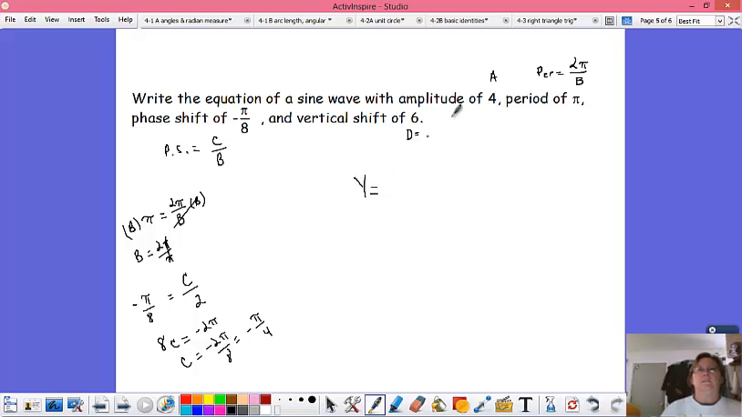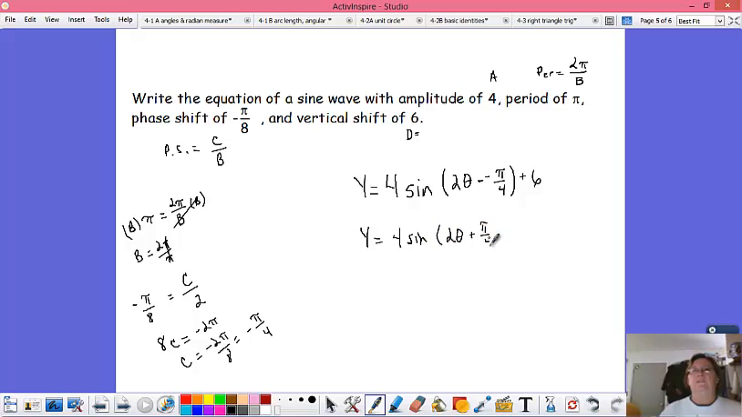How about y equals, and it's A first, that's the amplitude. It was a sine wave, so 4 sine, and we do have both phase shift and period change here, so we need the parentheses. It's b times theta, and b is 2, so 2 theta, and then phase shift, or c, is -pi fourths, so this is really minus pi fourths, and then +6, and of course, you know, you can simplify that. 4 sine of 2 theta plus pi over 4 plus 6, and there's our equation.